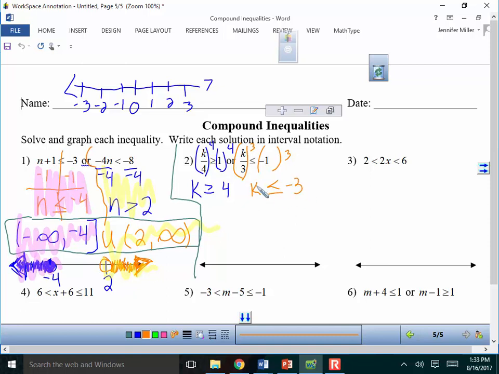Do I flip my inequality symbol here? No, because I didn't multiply both sides by a negative. There just happened to be a negative over here, right? Does that make sense?